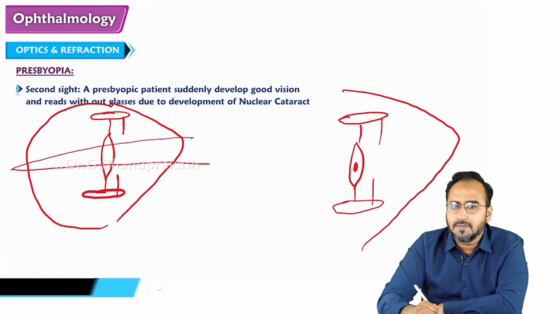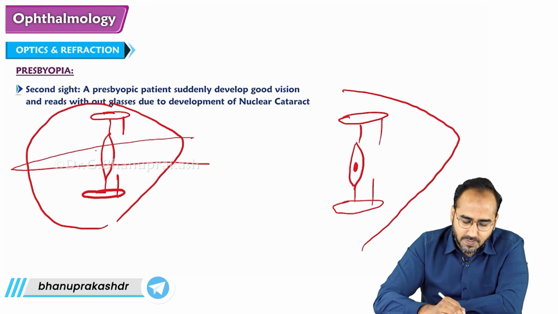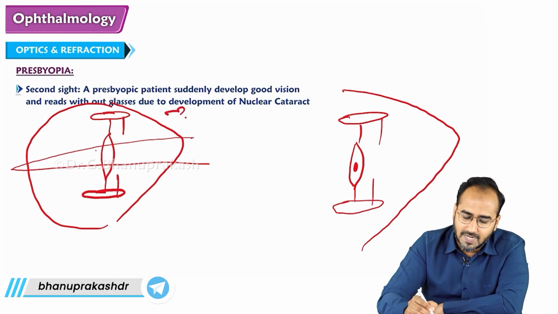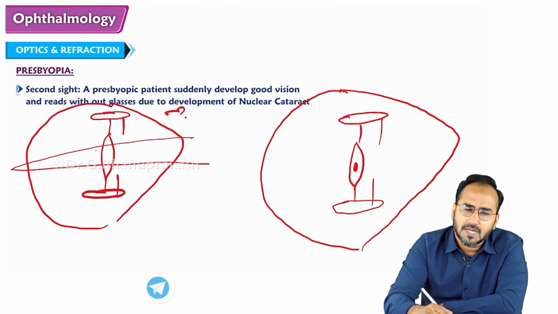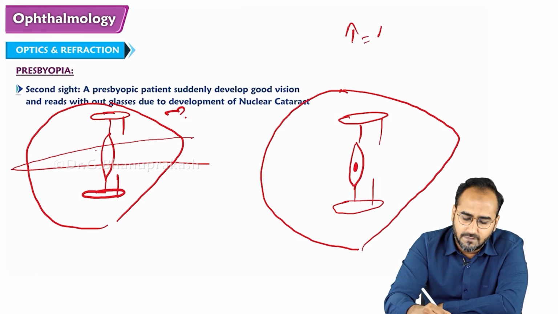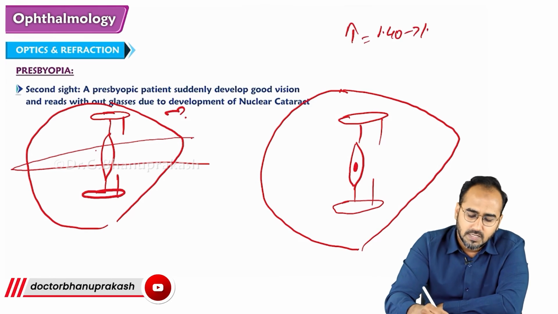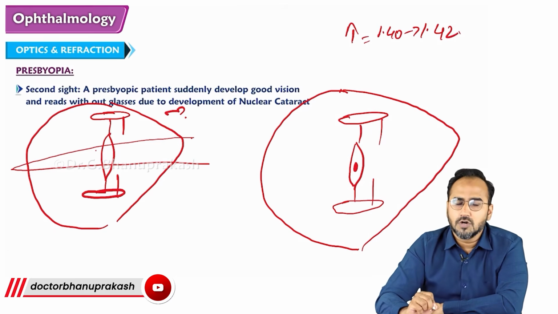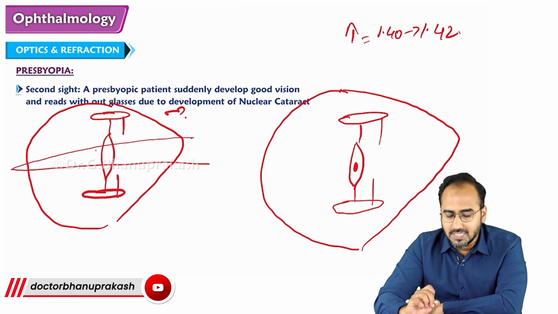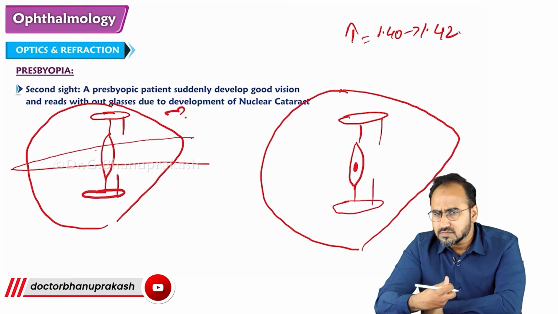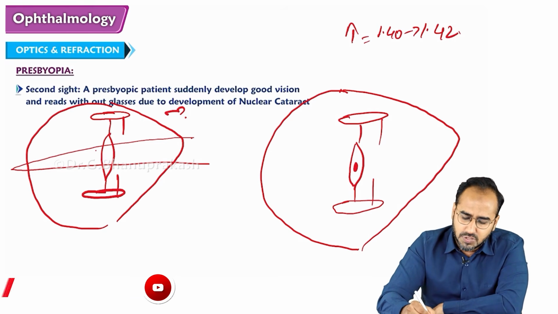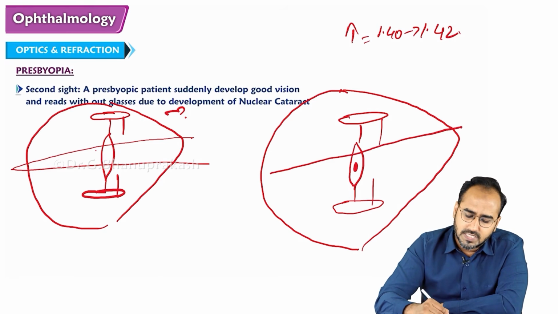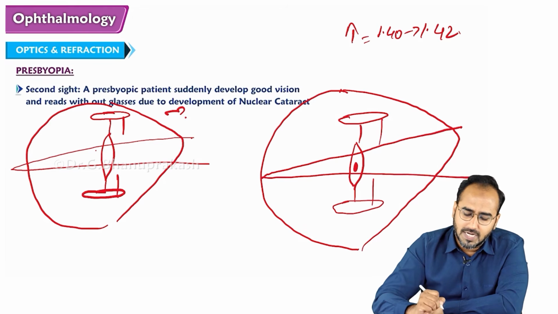If this patient develops nuclear cataract, what will happen? Due to nuclear cataract, what happens to the refractive index? The refractive index increases from 1.40 to 1.42. As the refractive index is increasing, it will pull the light rays. So now, where are the light rays focusing? They are focusing on the retina.